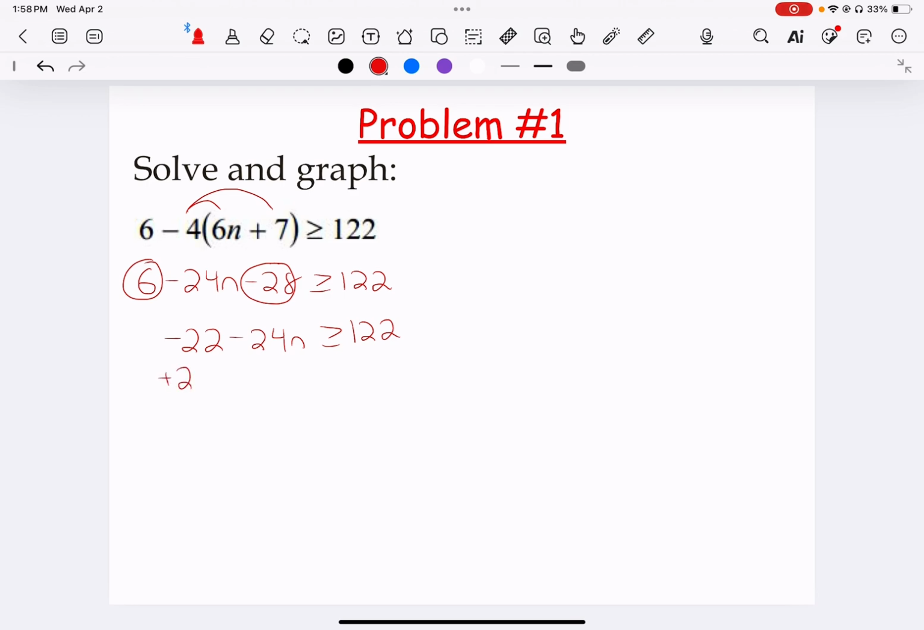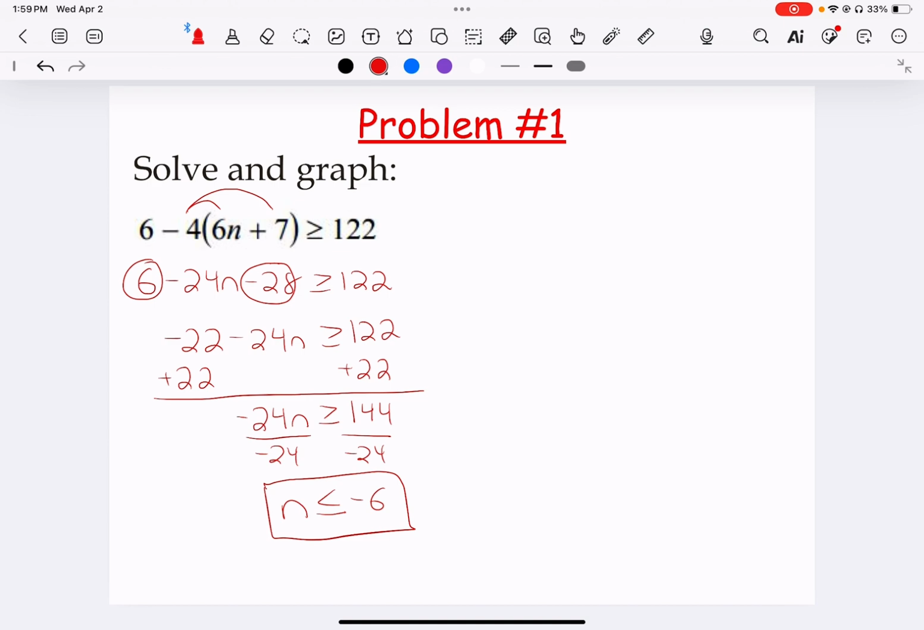Now I want to get rid of this 22, so I'm going to add 22 to both sides. I'm left with negative 24n is greater than or equal to 144. Now I divide both sides by negative 24, so I'm just left with n. And since I divided by negative 24, I'm going to flip my inequality to be less than or equal to negative 6. So now I also have to graph it.